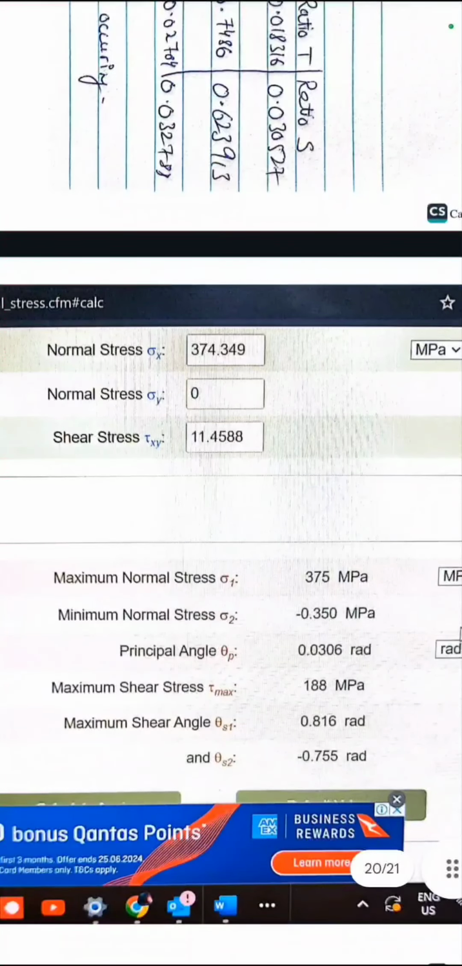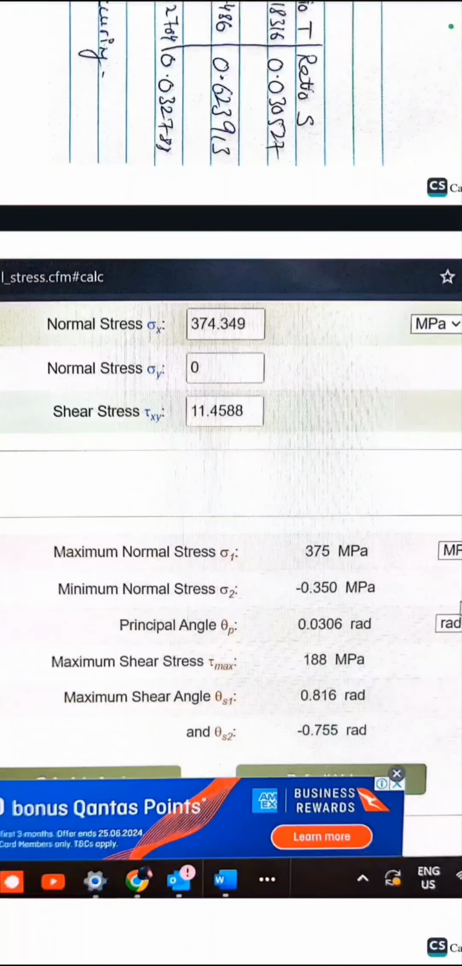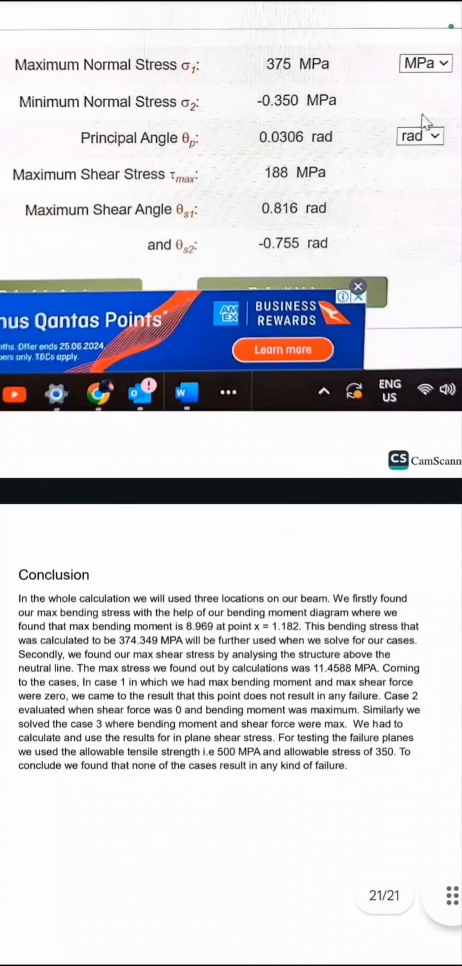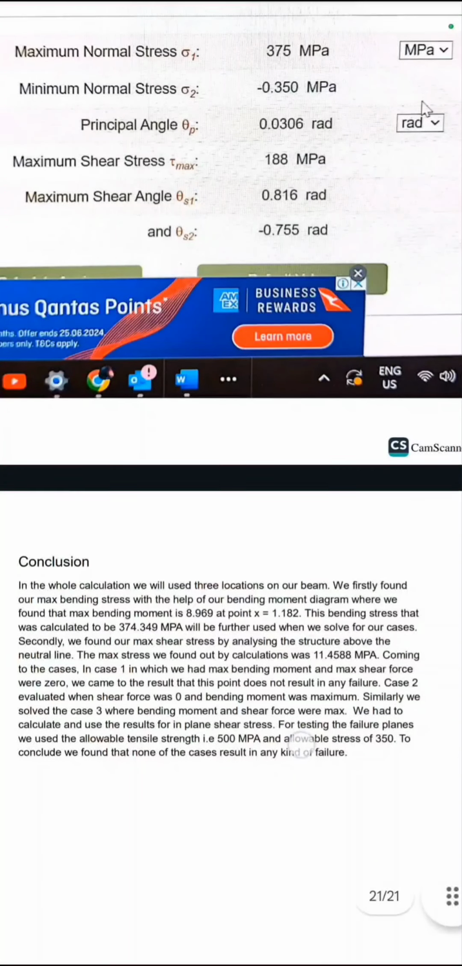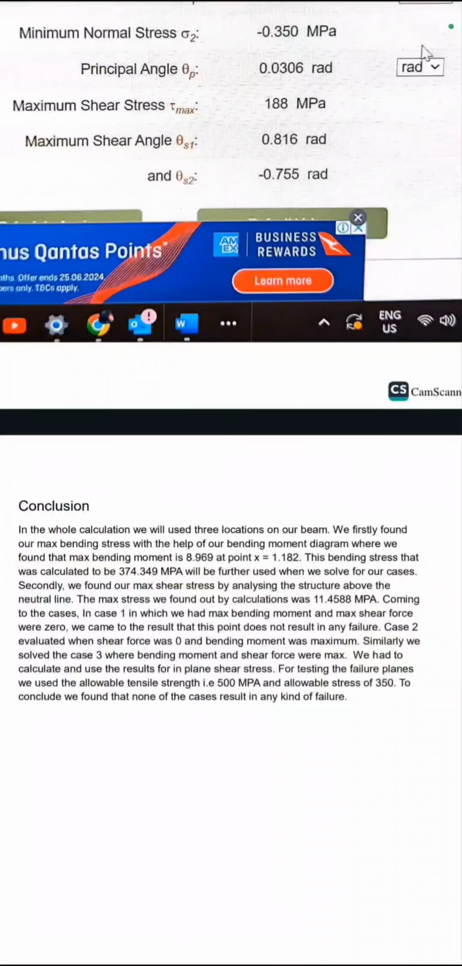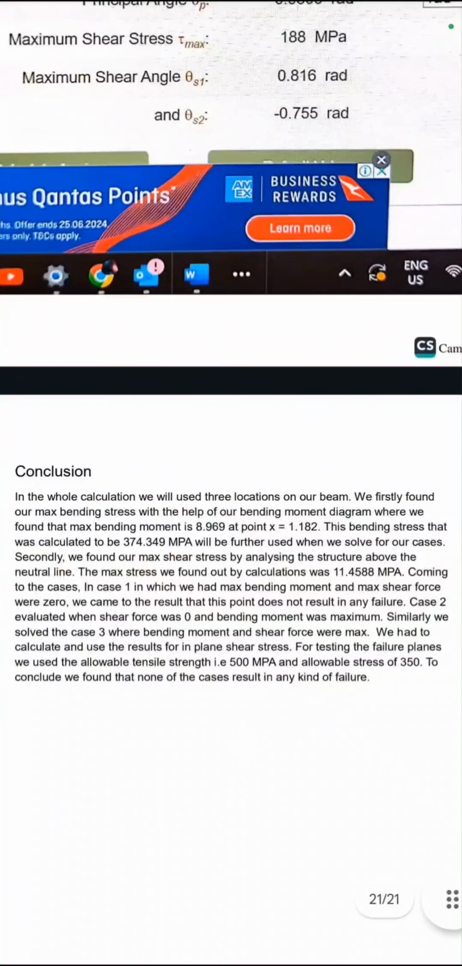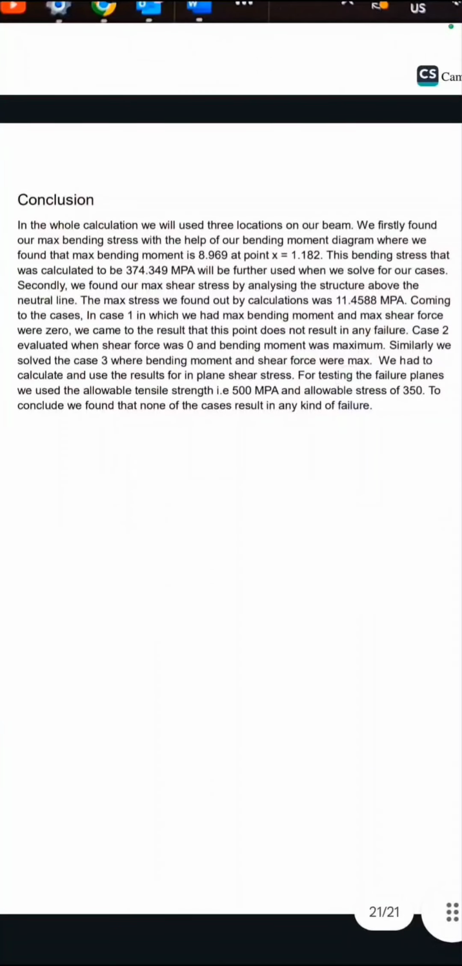And here is the photo which I used for my calculations, and these can verify my answers and my workings out. And here we have our conclusion. All I explained in the conclusion was how I went through all my calculations and used the SkySafe platform, and how I verified my calculations with the help of the calculator. And I explained how I used the cases to calculate the failure planes. And that is pretty much it from my end.